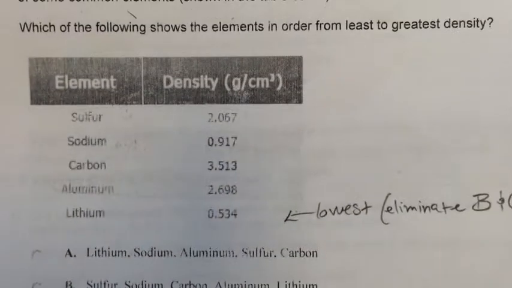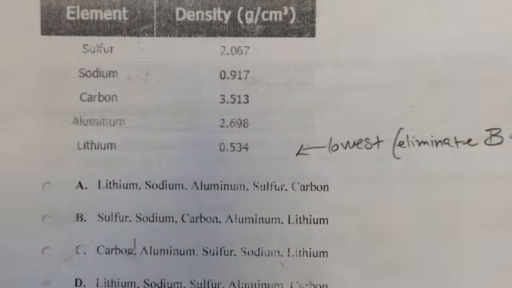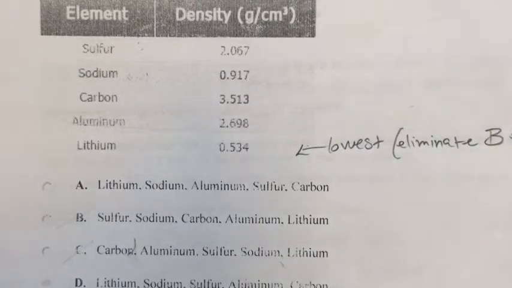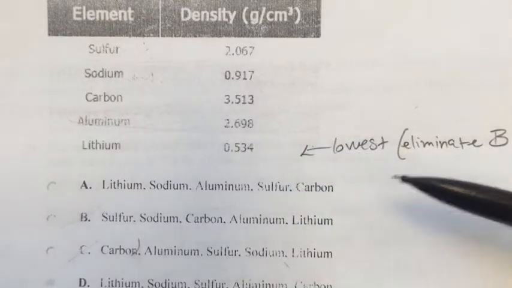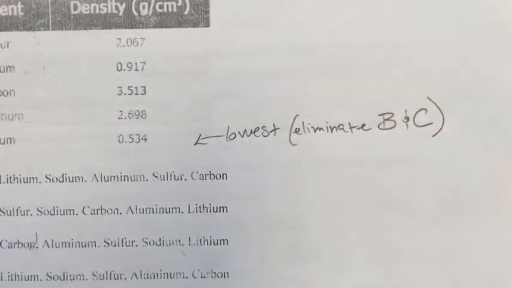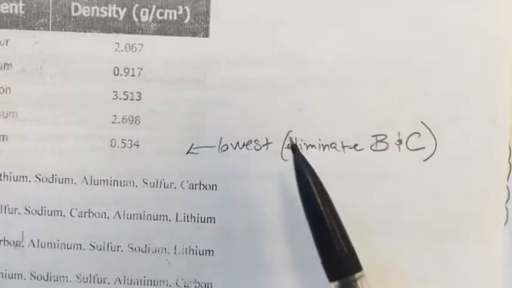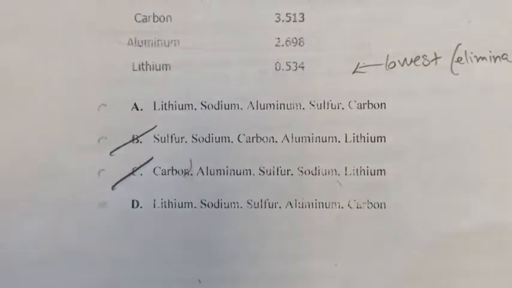These are multiple choice questions, so we have the advantage of being able to do the process of elimination here. Before you begin, when you order from least to greatest, the first number you're trying to identify is the lowest one, right? Lithium is the lowest one. So already, before I even put the rest in order from least to greatest, I can see that I'm able to eliminate choices B and C because they don't start with lithium.